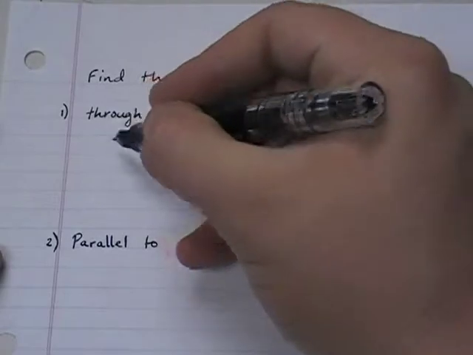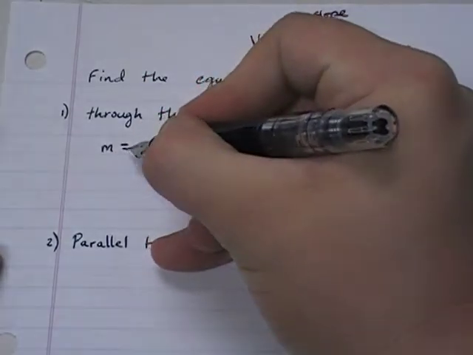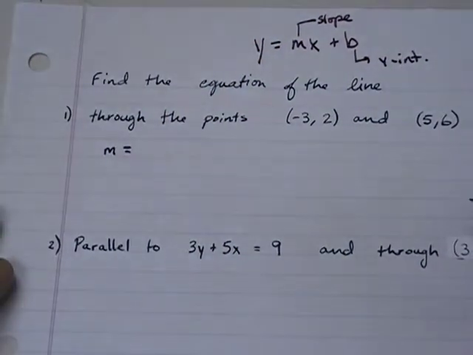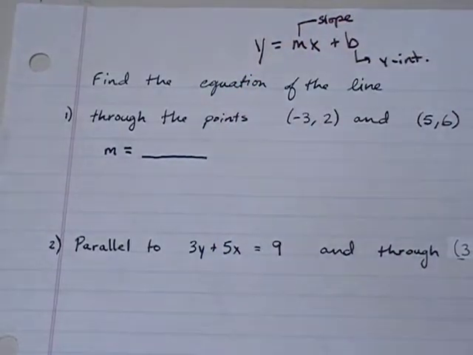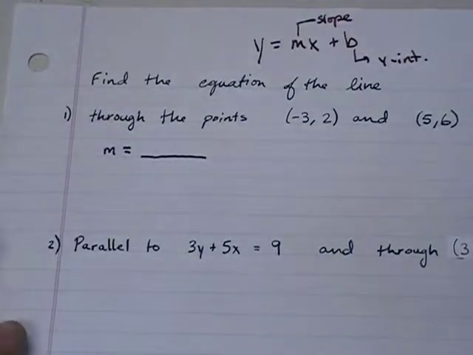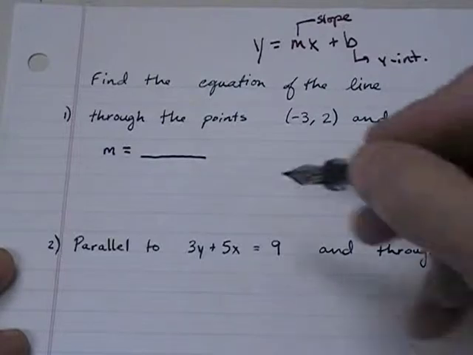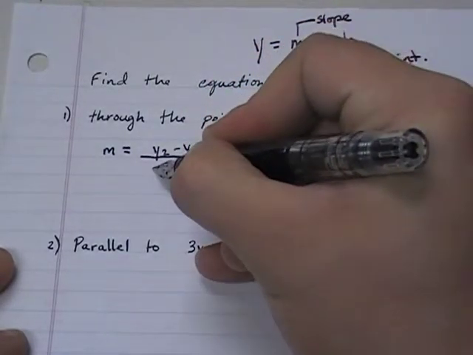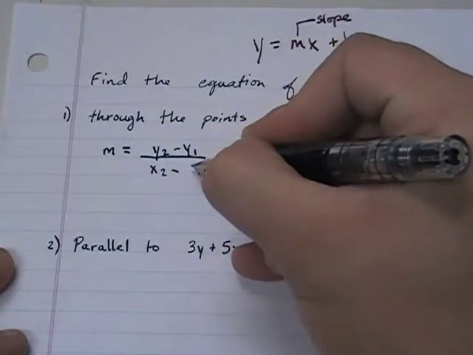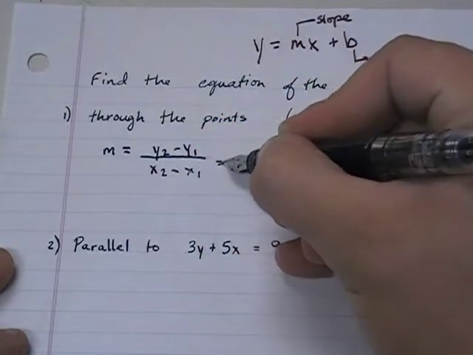Well, the slope, which is m, is defined as the change in y over the change in x. It's rise over run. You hear that a lot in algebra class. Change in y over change in x. So change in y, we can say y2 minus y1. And change in x, we can say x2 minus x1.